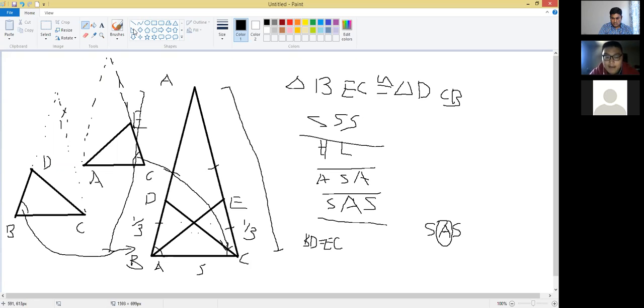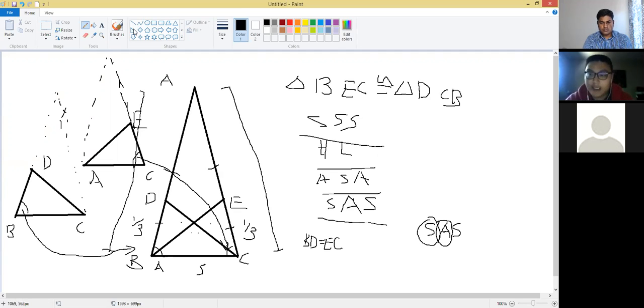And second step, AC. They share the same line, which is the line AC. Therefore, AC should be equal. Is that right? Yes. Okay, now you have S.